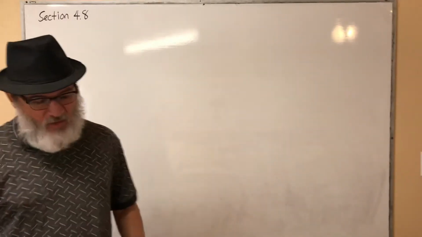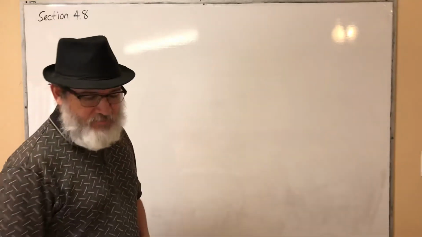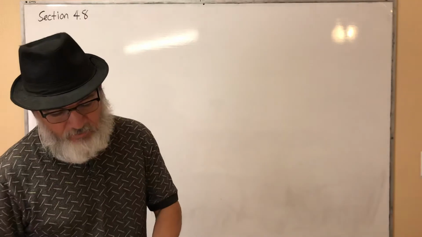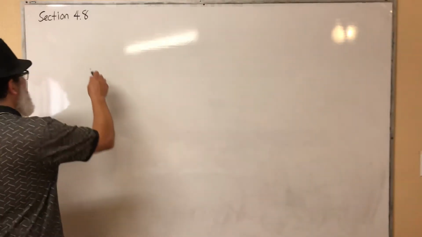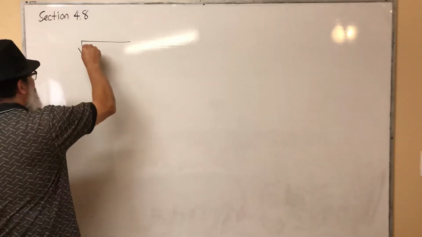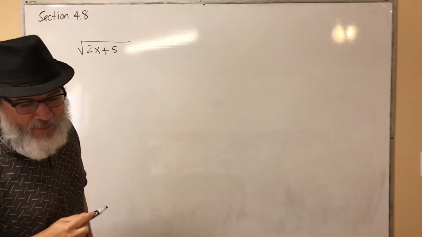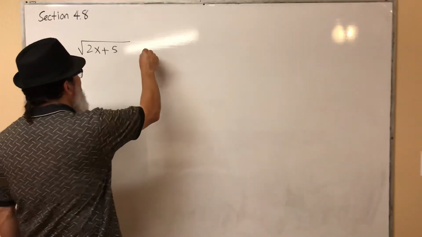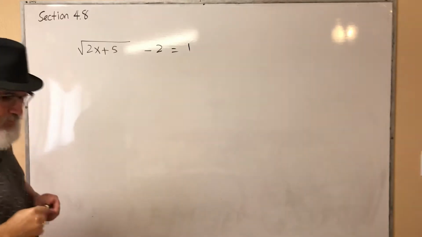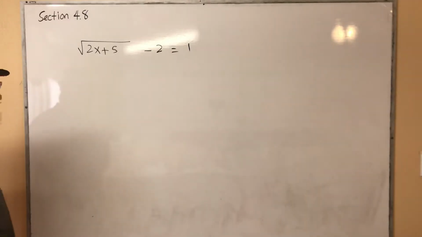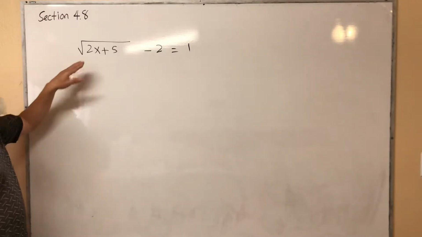So let's solve radical equations. So here is a radical equation. Try this one. Try the square root of 2x plus 5, minus 2 equals 1. Okay? We're going to solve this. To solve this, this is a radical equation.